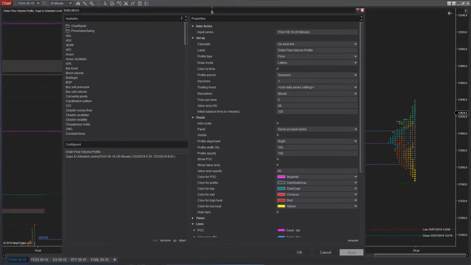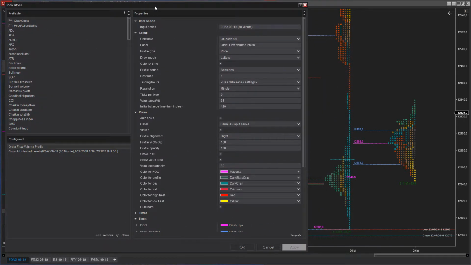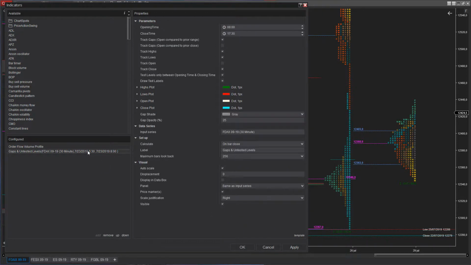So on this chart I have two indicators: the regular order flow volume profile from NinjaTrader, and I will uncheck the hide bars, and the other one is the gaps and untested levels indicator that you can also download on my website.